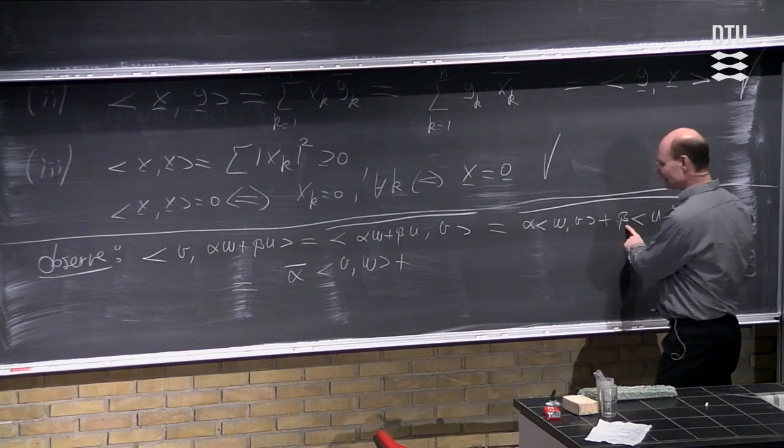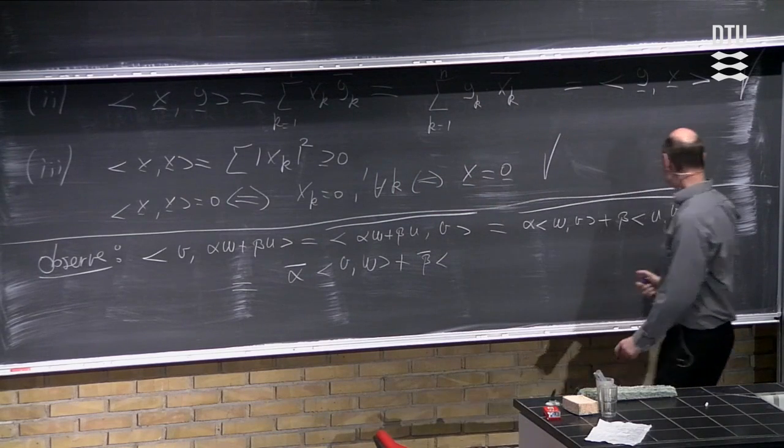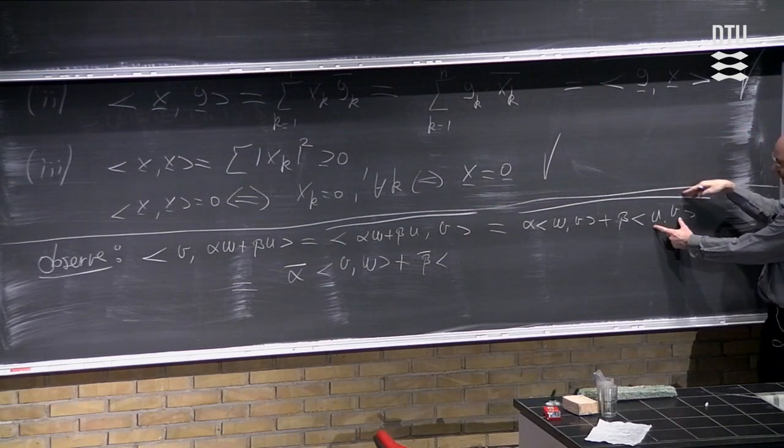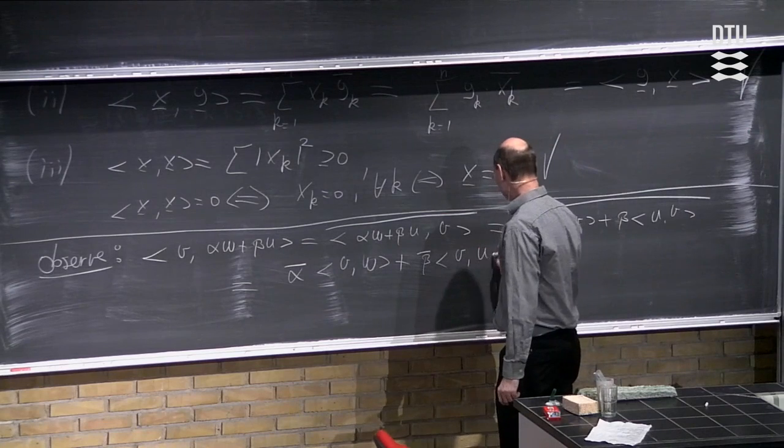And for the second term, exactly the same happens. So we get the beta complex conjugated, and then we get UV complex conjugated, and then again we swap the order and we remove the complex conjugation. So this is then V with U.